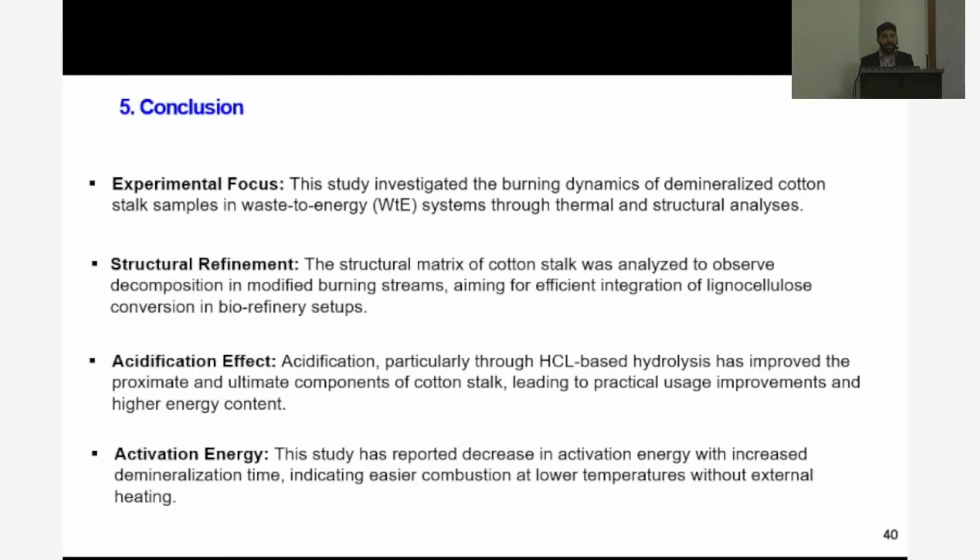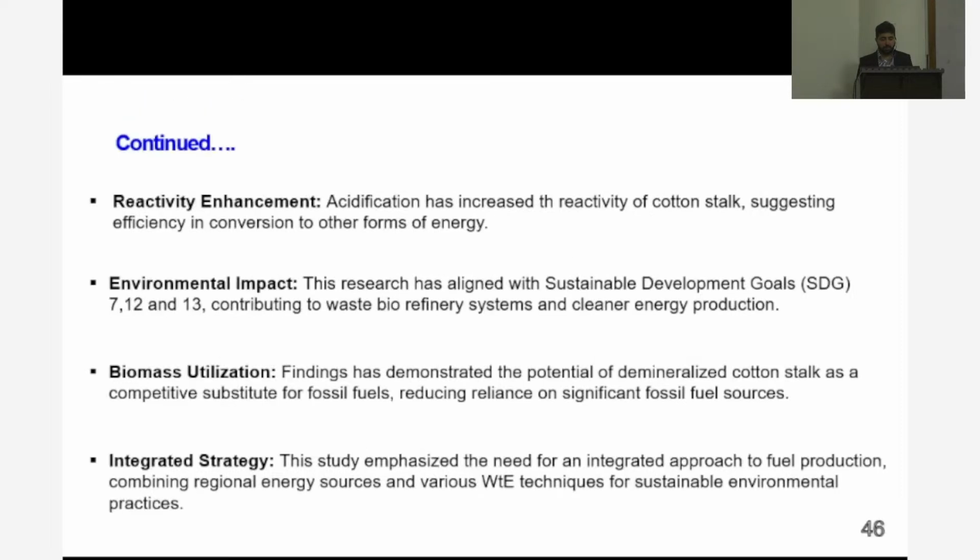Then we have activation energy, and the study has reported a decrease in the activation energy with an increase in demineralization time, indicating easier combustion at lower temperatures without external heating. Then we have reactivity enhancement. Acidification has increased the reactivity of cotton stalk, suggesting efficient conversion to other forms of energy.